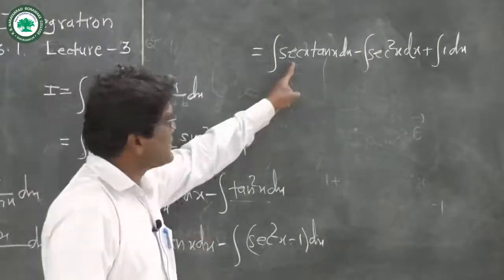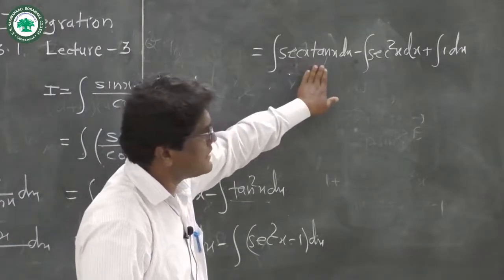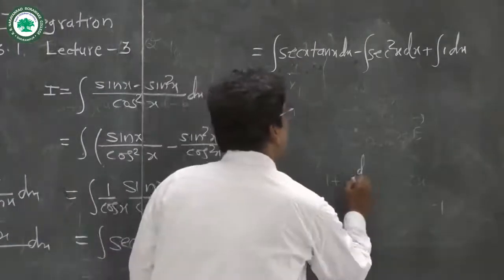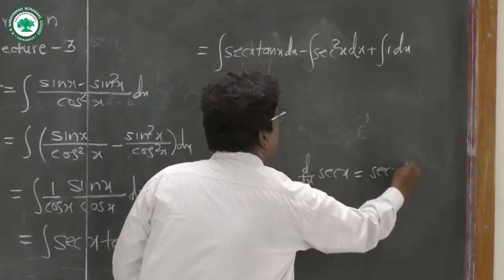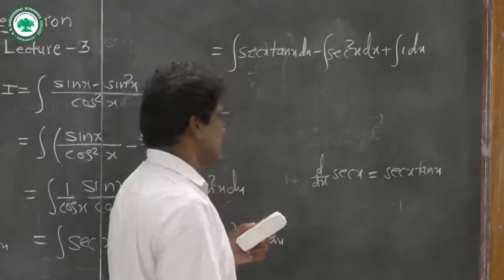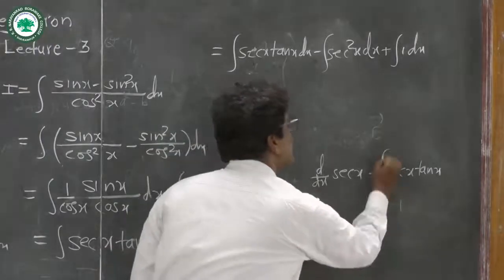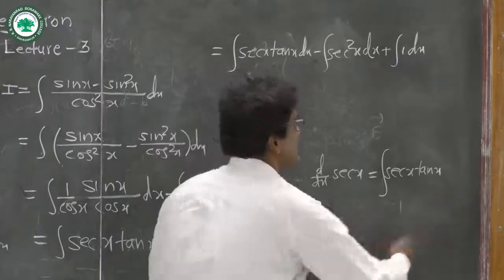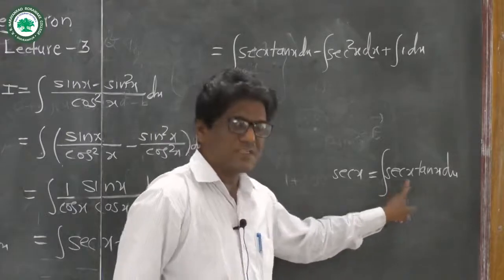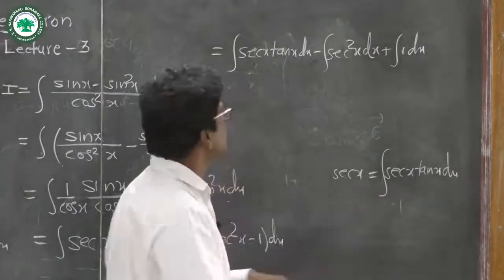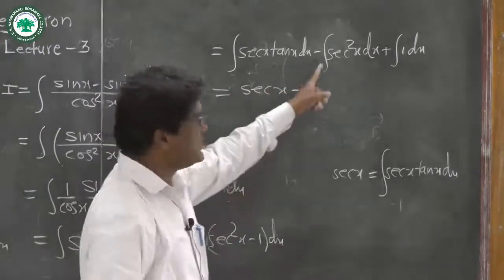We know that sec x tan x is the derivative of sec x, and therefore integration of sec x tan x is sec x. See here, d by dx of sec x. What is the derivative of sec x? Sec x tan x. Now since derivative and integration are opposite to each other, take its integration, integration of sec x tan x dx, and now remove this d by dx. So we get integration of sec x tan x dx is equal to sec x. So this integration is sec x minus integration of sec square x.